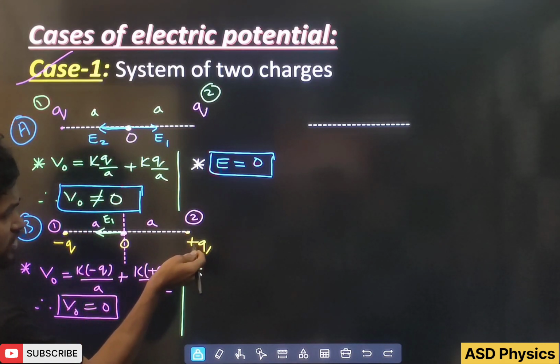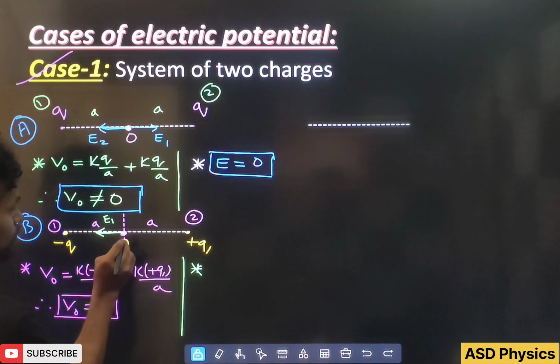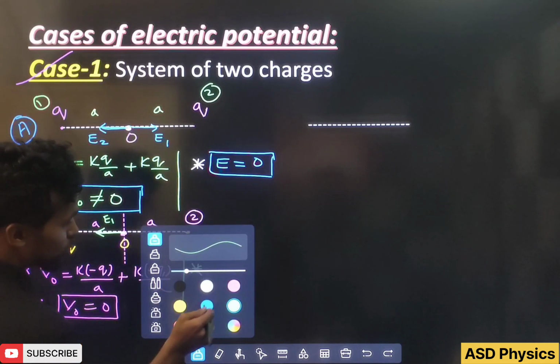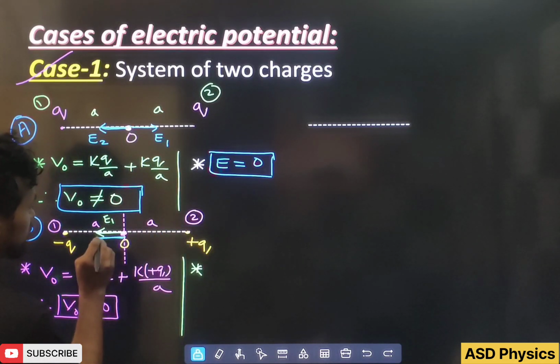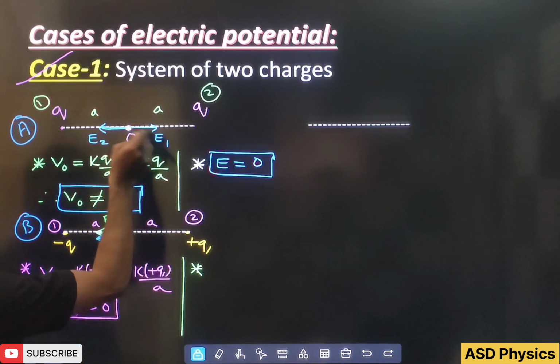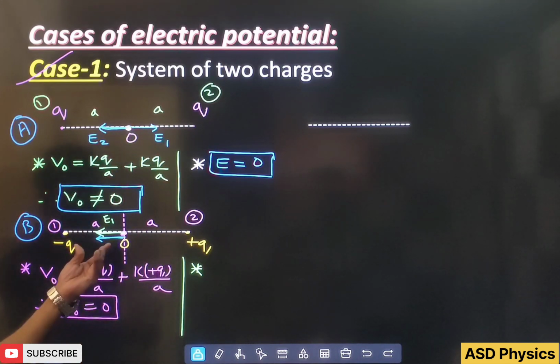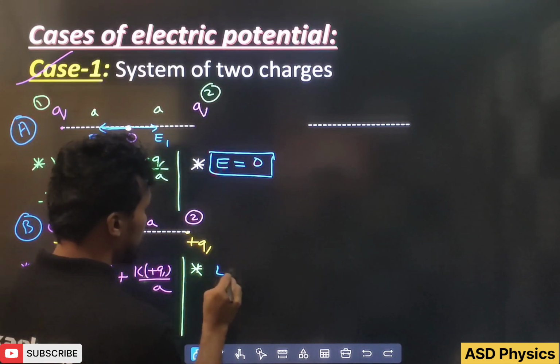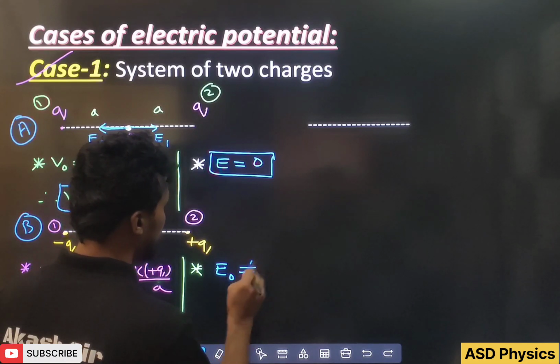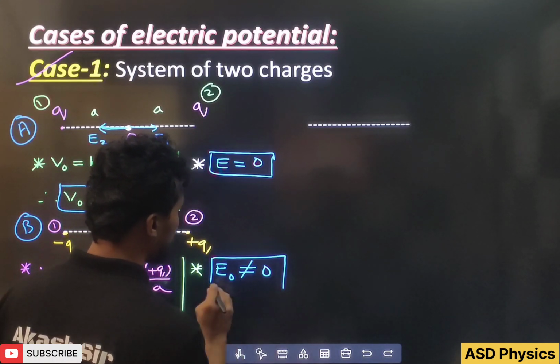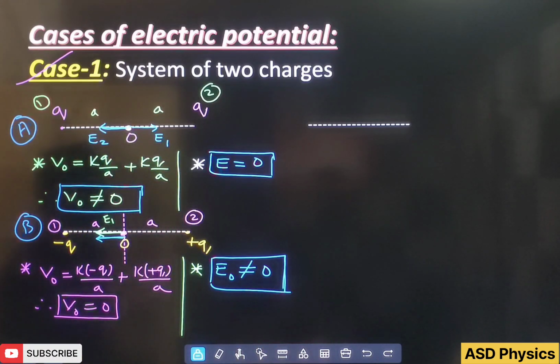Similarly, this is positive charge. Due to this positive charge, electric field at point O in which direction? Away or towards? Now it will be away. So here you can see very well students, in the earlier situation both the electric fields cancelled out. But here what will happen? Both the electric fields will add up, and anyhow electric field will not be 0. Calculation and all we can do, previous videos are there. So here we have got this possibility: potential is 0, but electric field is not 0.